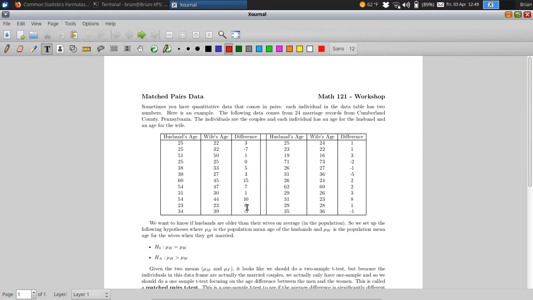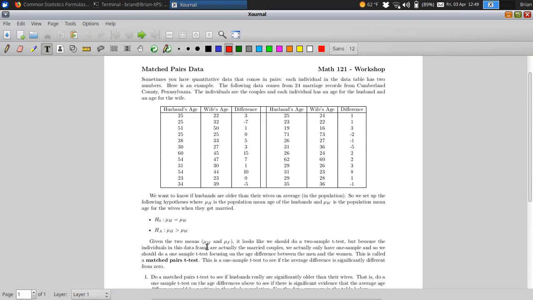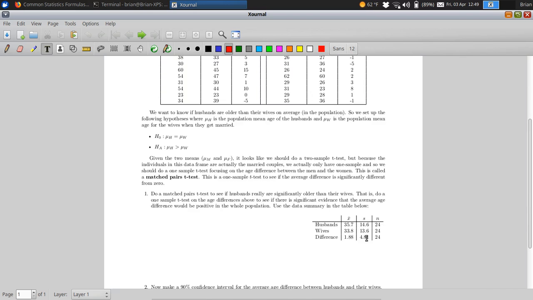We have a whole column of numbers of differences, and we want to know what is the average in our sample of all the differences, and is that a big enough average that would make us start to doubt this null hypothesis, that there's no difference in the population between the average age of a husband and the average age of his wife. Okay, so I've summarized the data down here.